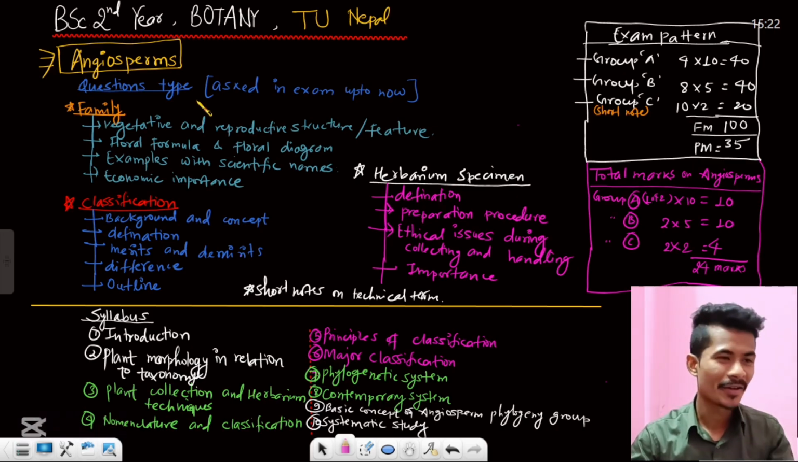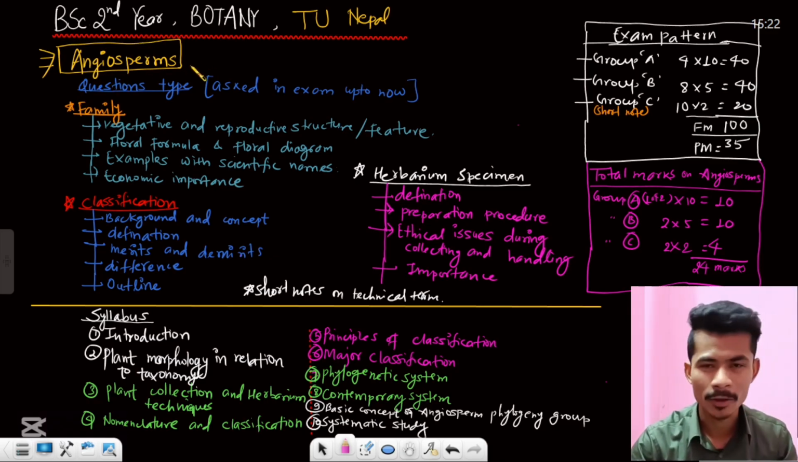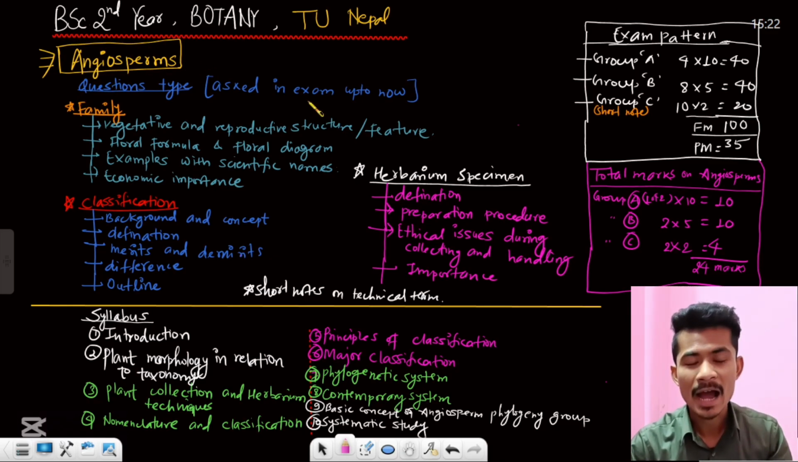BSc second year, subject Botany. Our chapter is Angiosperm. First, let's see our exam pattern.